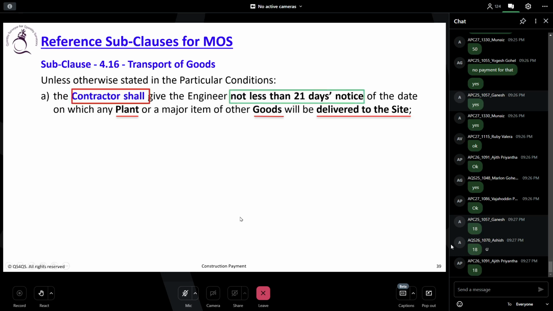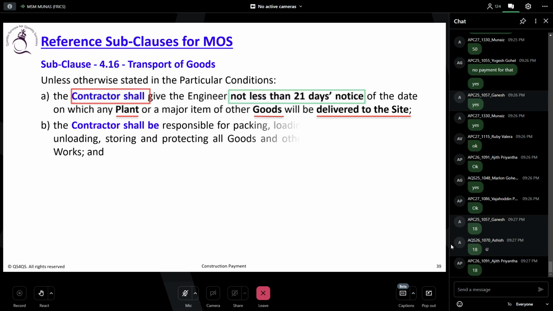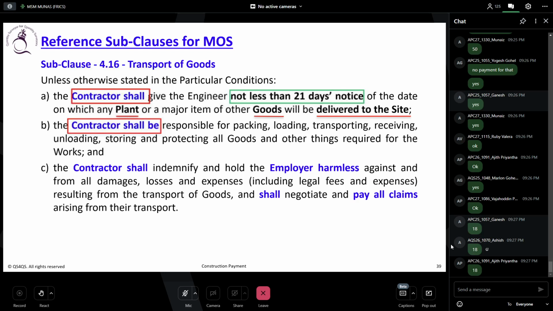The contractor shall be responsible for packing, loading, transporting, receiving, unloading, storing, and protecting all goods and other things required for the work. That means you have to price all of them within the rate. You can't ask for separate money. The contractor shall indemnify and hold the employer harmless against and from all damages, losses, and expenses, including legal fees and expenses resulting from the transport of the goods, and shall negotiate and pay all claims arising from their transport.